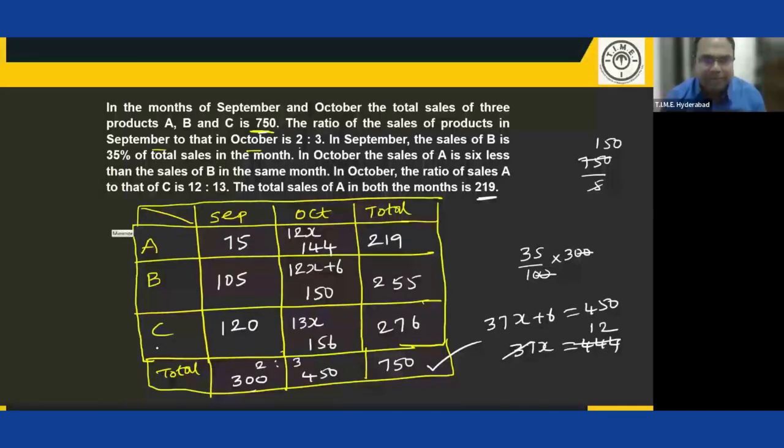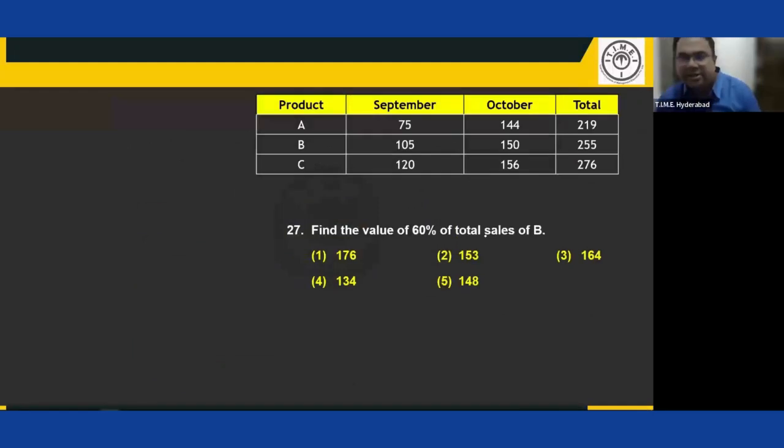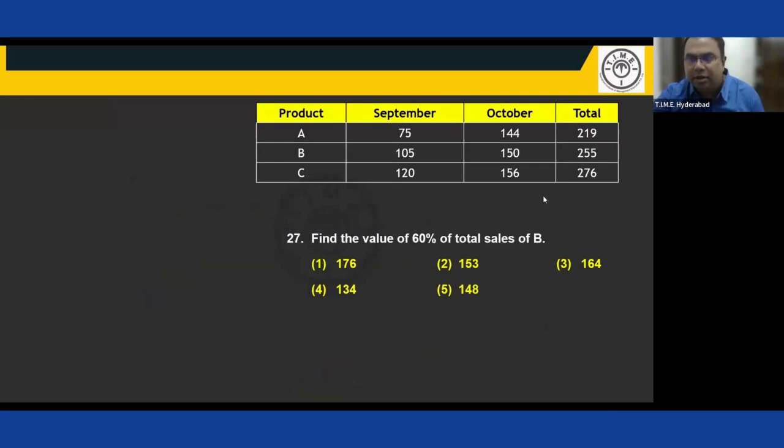What is 750? Yes, fine, I got it. This is your table, it looks like this. So, all of you try the first question.